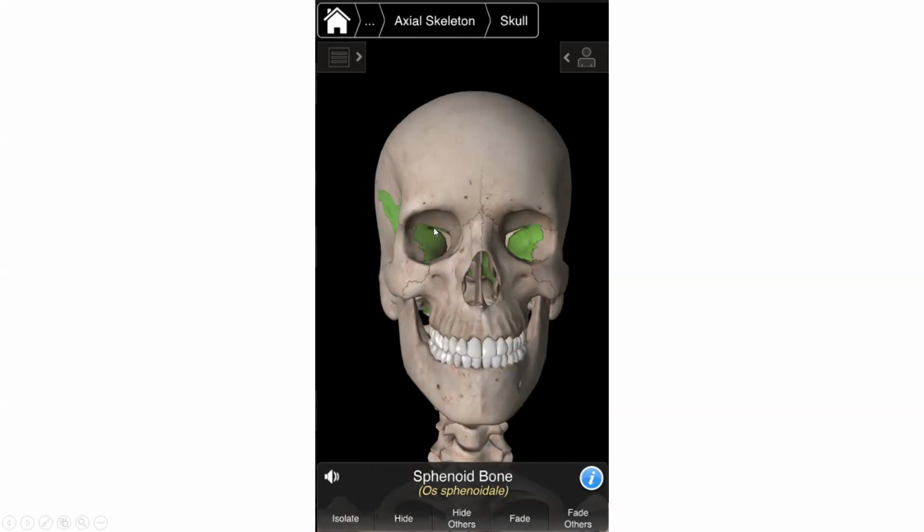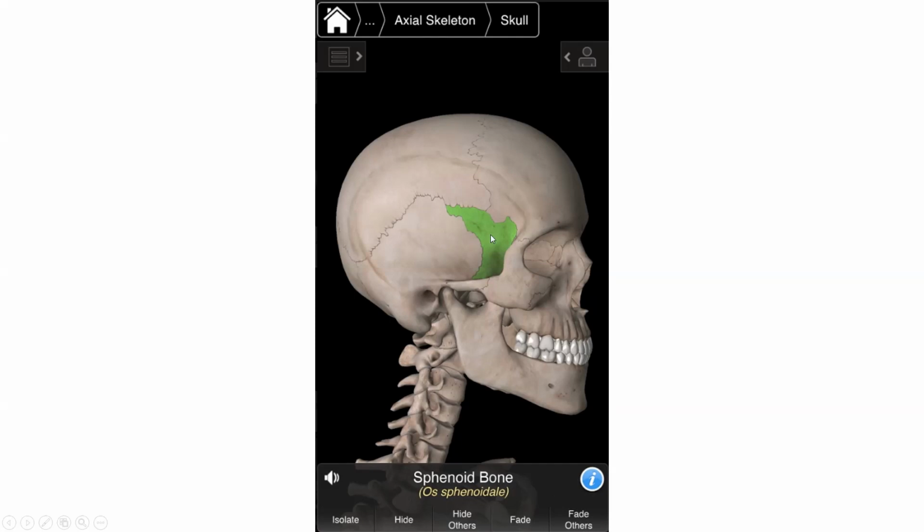So if I switch views, you can see all of this is the sphenoid bone, so that kind of posterolateral aspect of the eye socket, and then you can see it back here on the posterior aspect of the sinuses, and you can even see part of it back here. So if I'm going to ask you about that bone, I'll ask you over here, because I think that's the most obvious area where you can find that bone.